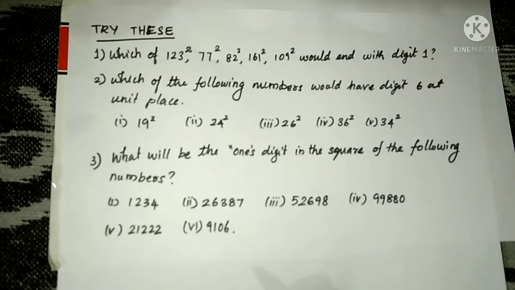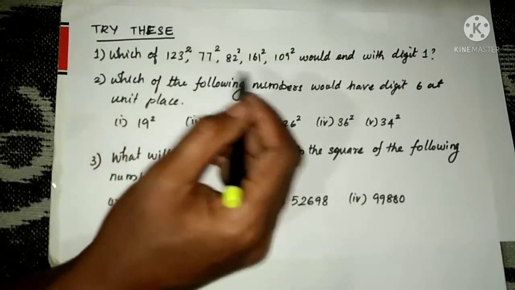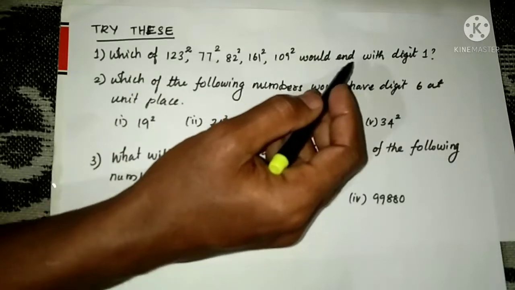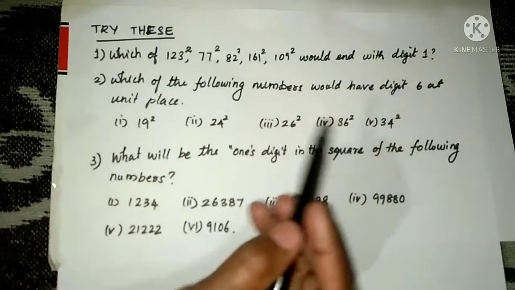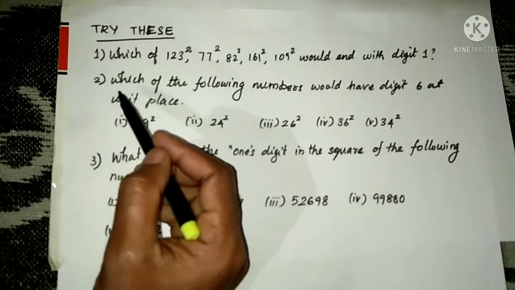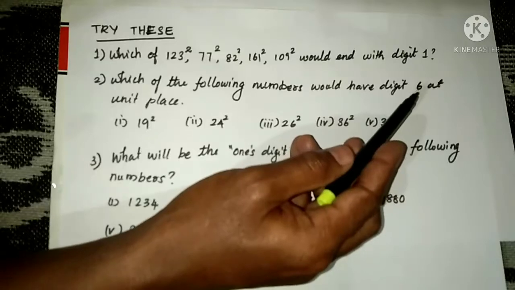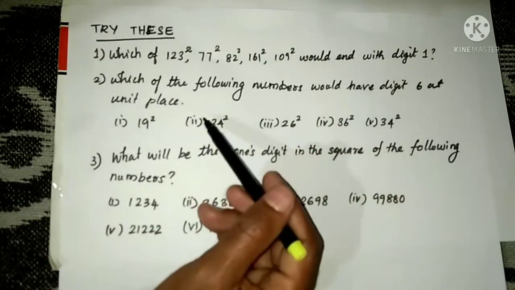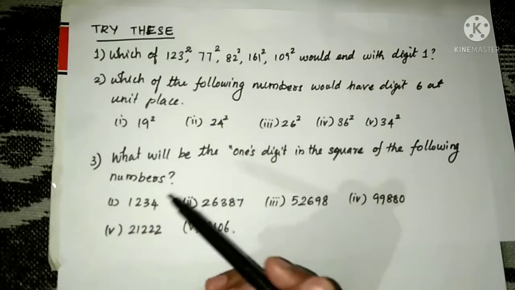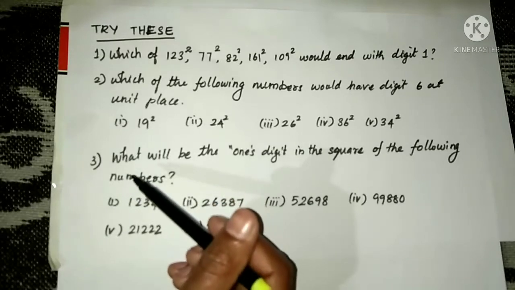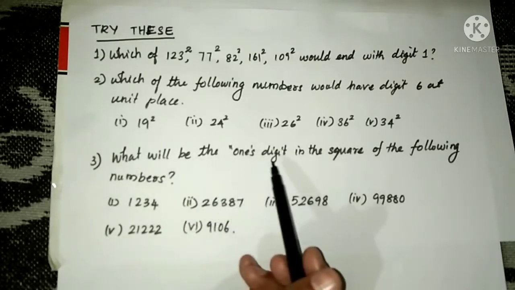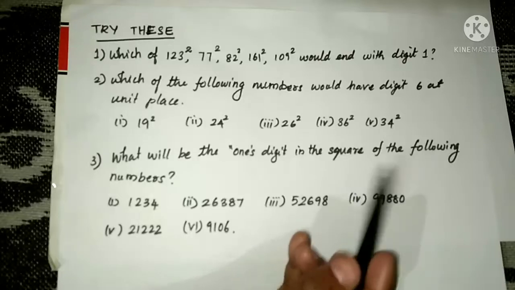My dear children, pause the video and try these questions. First question, which one of these numbers would end with the digit 1? The second question, which of the following numbers would have digit 6 at its units place? Just find out. The third question, what will be the ones digit in the square of the following numbers?